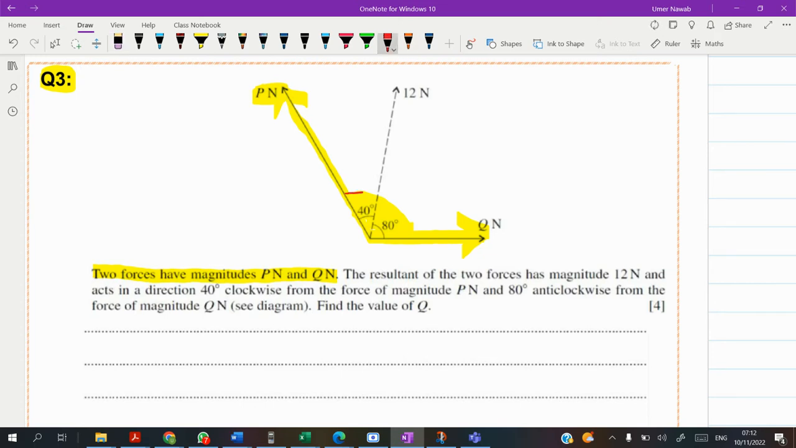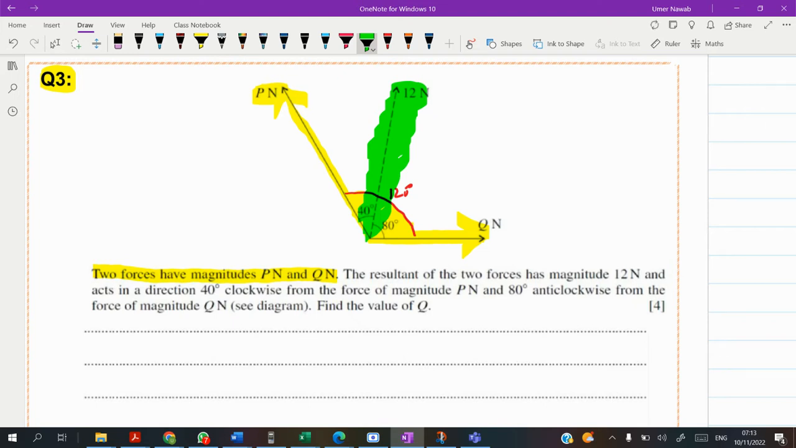Now let's try to solve this question. The angle between the two forces is 120 degrees. I want to tell you one very important thing in 9709. When the examiner shows the resultant in the diagram, he will show it not by a solid line but by a dotted line, so that students will not be confused during the exam and will not consider it a third component force.